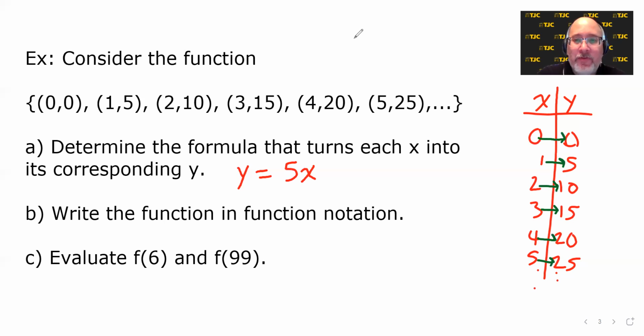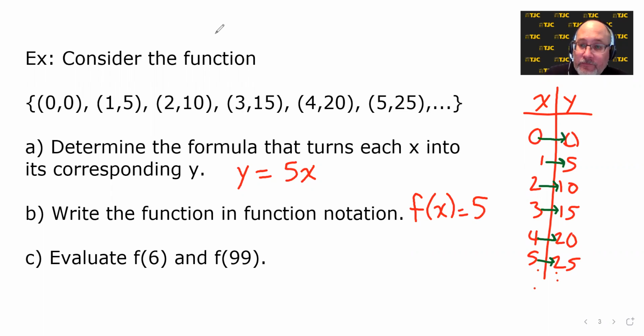At this point, it should be fairly obvious that for each ordered pair, the y is 5 times the x. I'm going to say that again, and I want you to watch what I highlight. For each ordered pair, the y is 5 times the x. So if you can verbalize it, you can almost always put it into function notation. To write the function in function notation, all you have to do is write the exact same thing, except replace y with f of x.